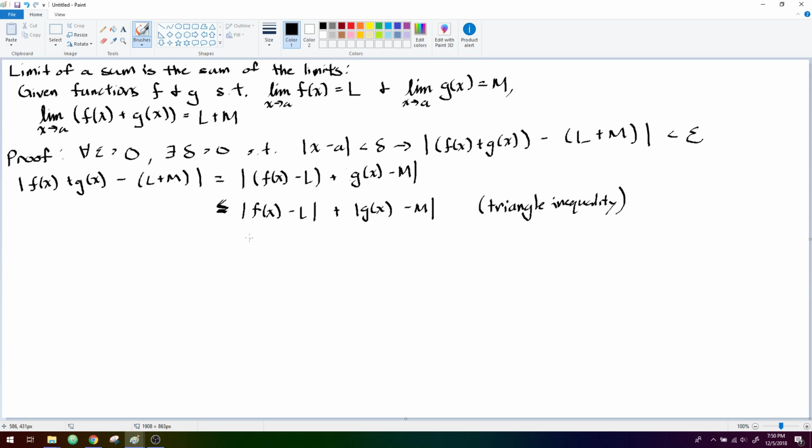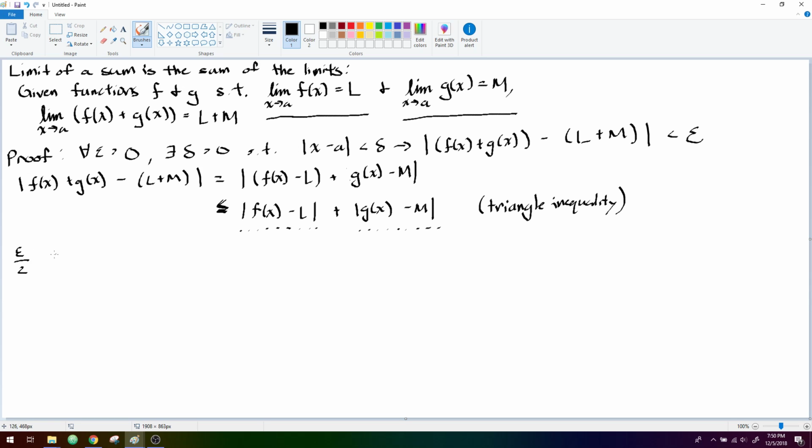Now the reason we wanted to do this is because we do have guarantees about the behavior of these two terms. Because we were told from the outset that this limit exists and is equal to L, and that that limit exists and is equal to M. So let's say that I want to squeeze the sum using some value epsilon. Maybe it's 1, maybe it's a half, maybe it's 0.1. Take epsilon and cut it in half. So what we're really interested in is epsilon over 2.